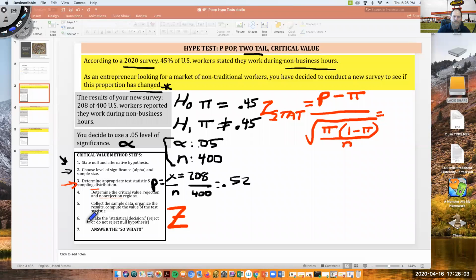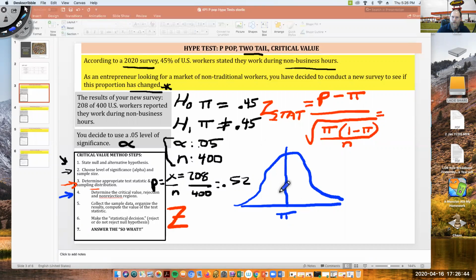All right, let's talk about step number 4. Determine the critical value, the rejection, and the non-rejection regions. Again, this sounds really complicated. Let's break it down a lot simpler. So we're going to draw this thing. And somewhere in the middle here is our P-pop. And what we're going to do is we're going to say, we're going to draw a line out here. We're going to draw a line out here. And we're going to establish these shaded areas as areas of rejection.